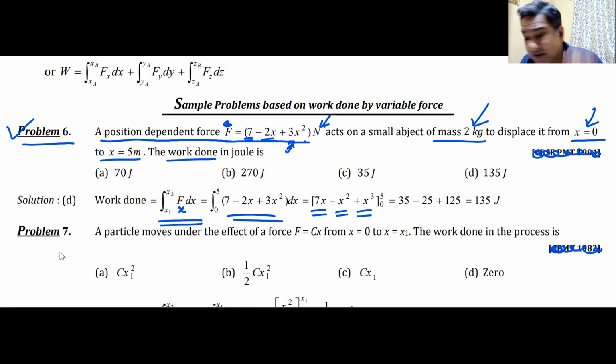Then you will put the limit. The good point here is the initial limit is 0, so you don't have to take that limit. You only need to put the final limit. So the final limit will be 7 into 5 minus 5 square plus 5 cube, and that will be the answer. I've done it orally. I hope you have understood how I have done this.